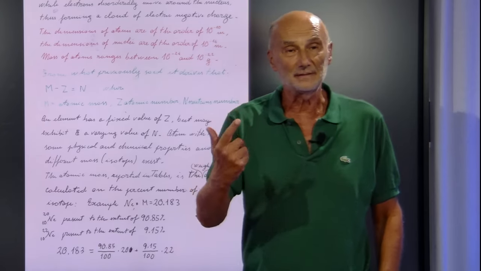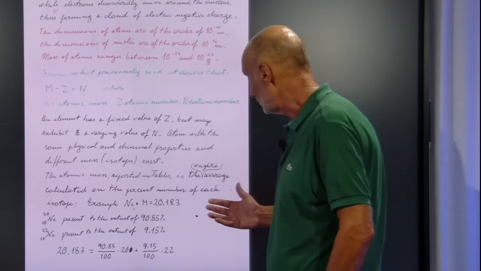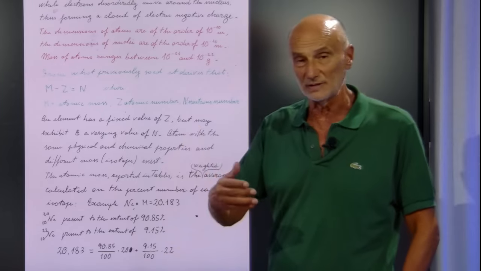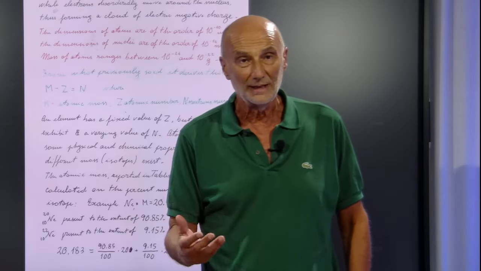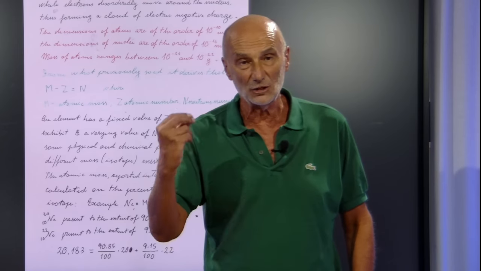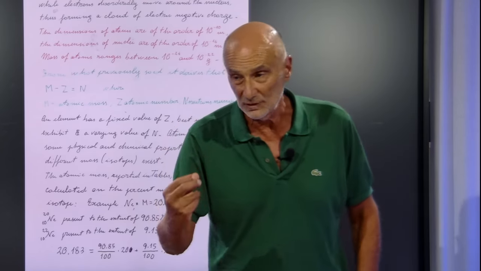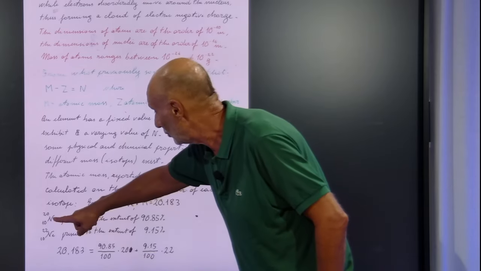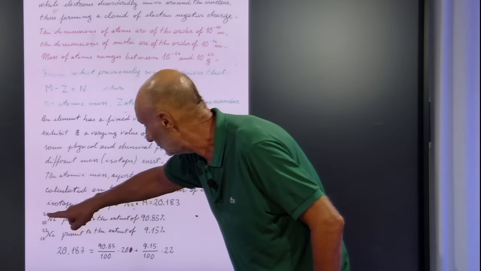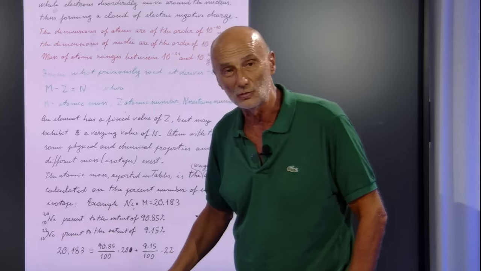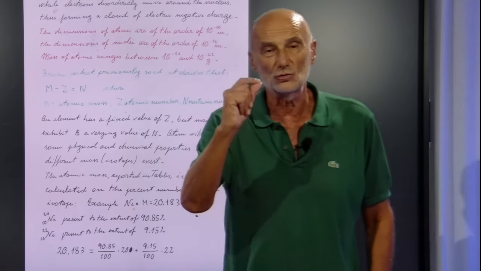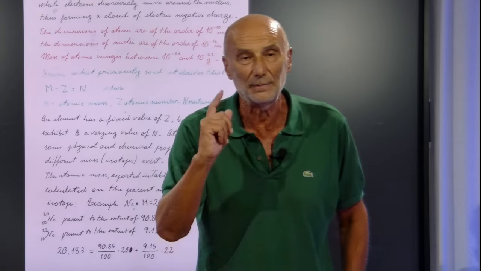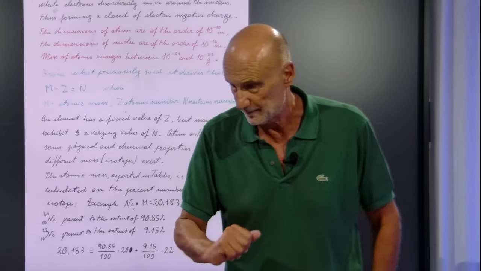So, I repeat, the atomic mass which is reported in the table of atomic masses for neon is just the weighted average of the atomic weights of the two isotopes, 20 and 22, performed on the proportion in which these two different isotopes are present in neon.